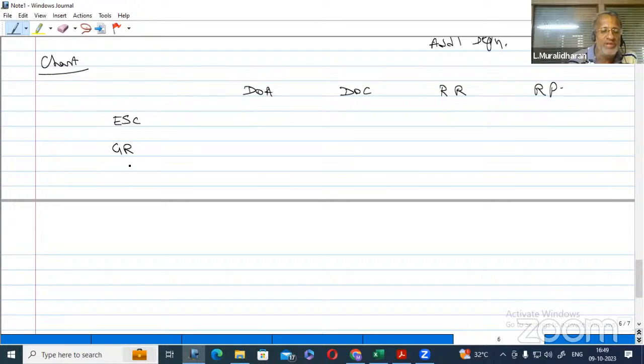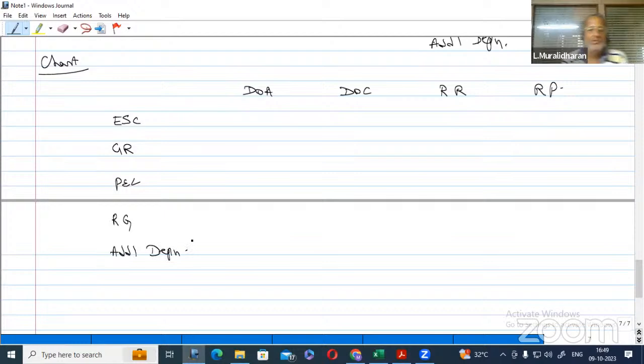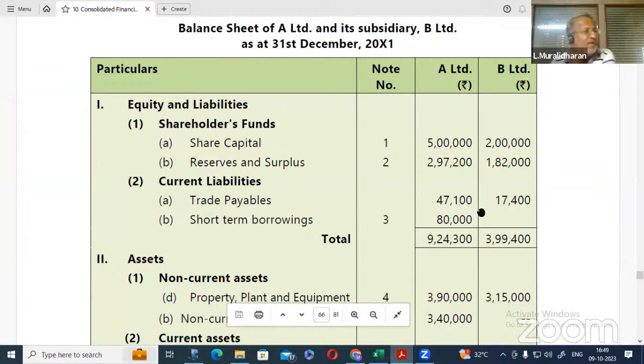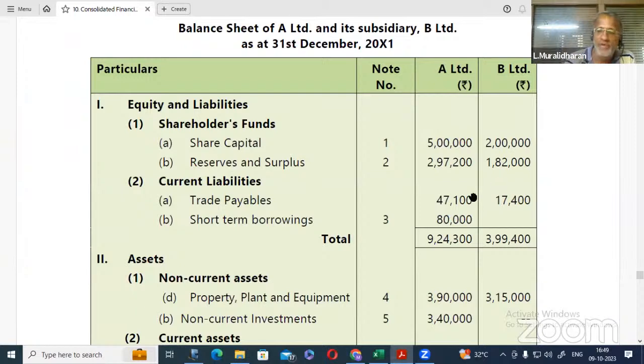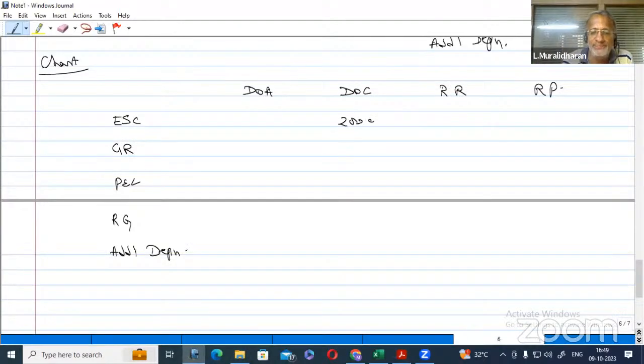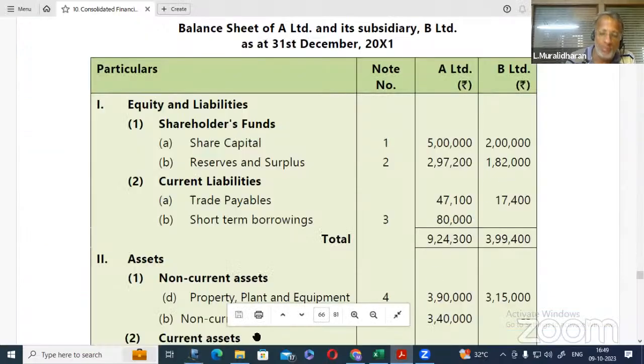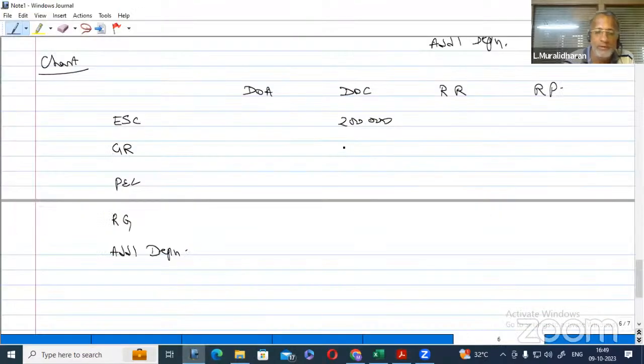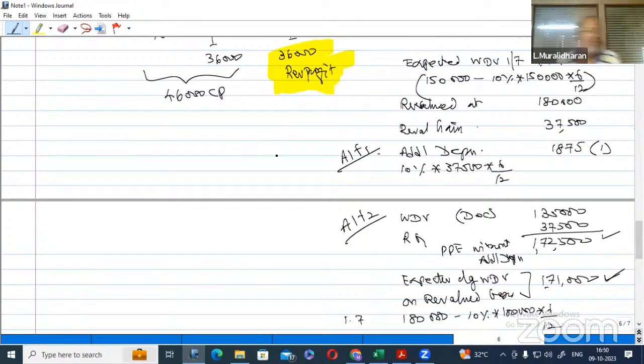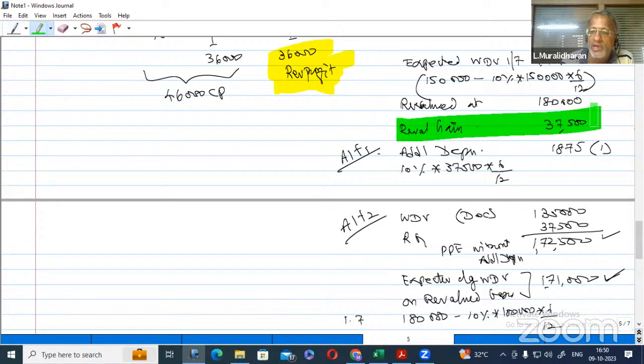Okay. So equity share capital, general reserve, profit and loss account, revaluation gain, additional depreciation. These are the things that we have. First and foremost, we have to update DOC, date of consolidation. DOC stands for date of consolidation. So we are expected to take up 200,000. General reserve separately at 100,000, and this at 82,000. Revaluation gain, on which there are no two different opinions, is 37,500.